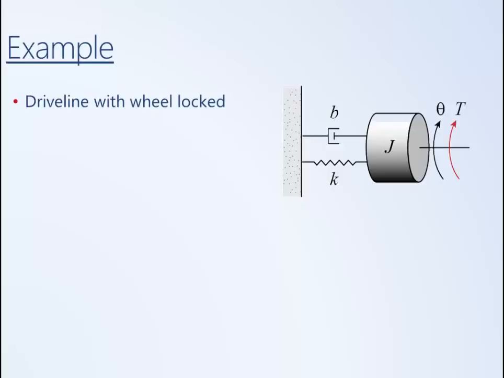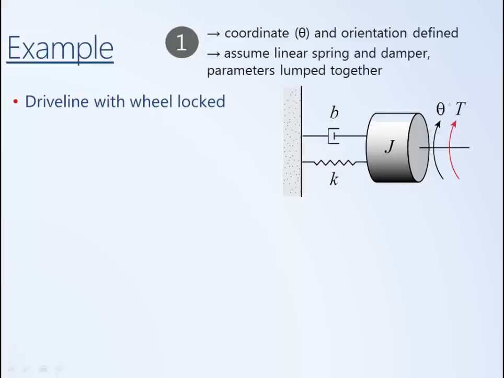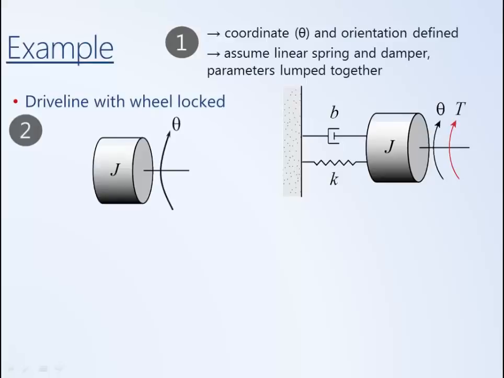So the approach for deriving the governing equation for this system is the same as we applied in the previous example. We first define the coordinate and its orientation. So in this case, the motion of the one end of the drive line, the angular displacement, is defined by theta, where that direction of rotation is defined to be positive. We're assuming a linear spring and a damper, and we've also lumped the various inertias and frictions and damping all together into single elements.